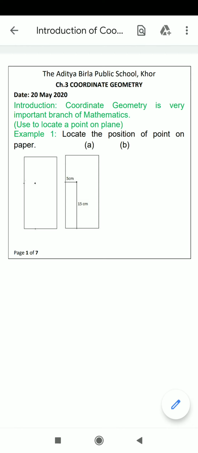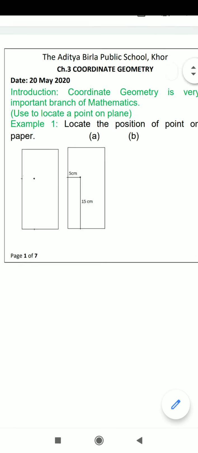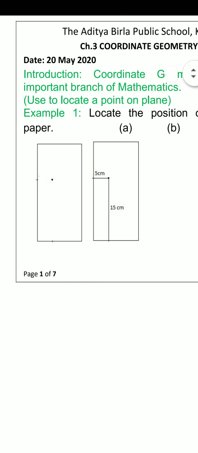locate the position of a point on paper. Here in the first figure I have marked a point on the graph, on the paper. You want to locate its position. So first we will measure the distance from the longer edge and the shorter edge. Suppose the distance from the longer edge is 5 centimeter and from the shorter edge is 15 centimeter.